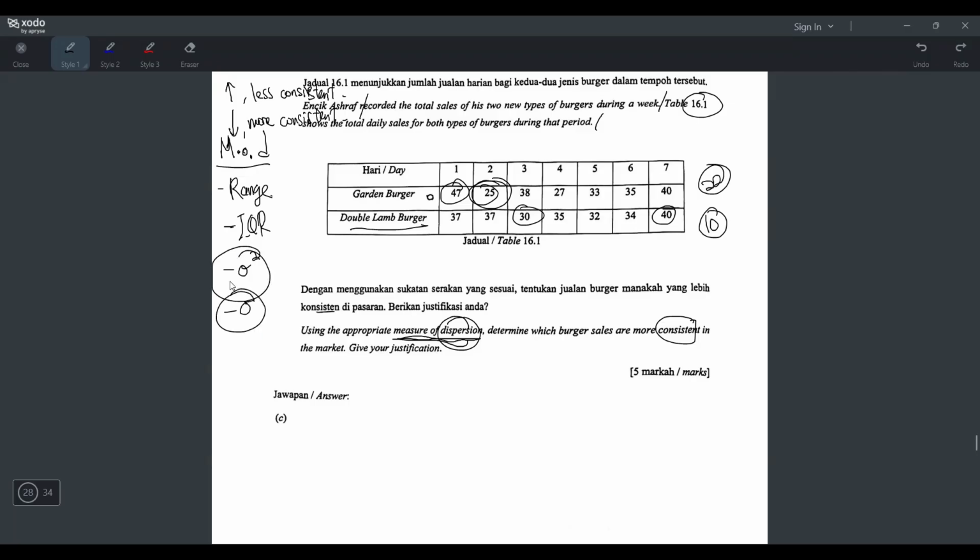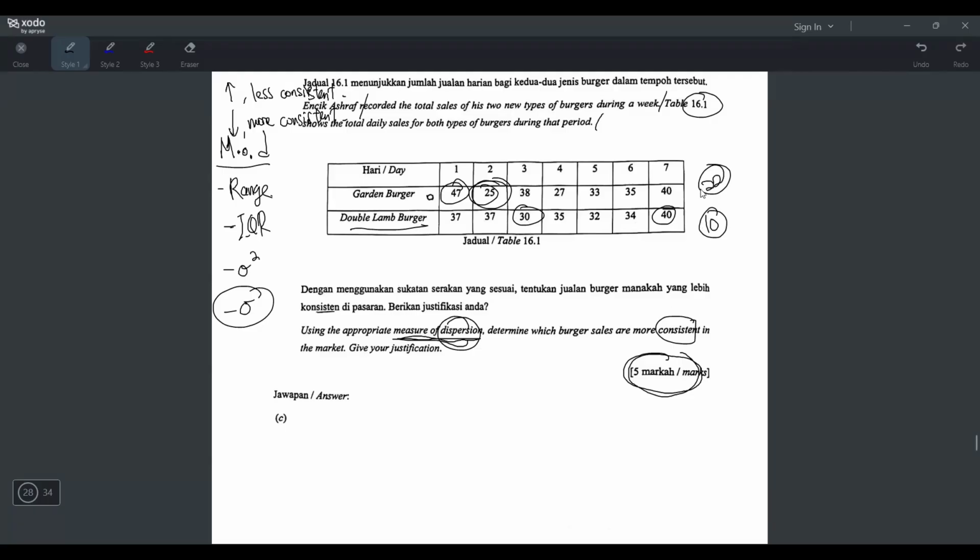And then for variance and standard deviation, you will use it when you want to compare two different data sets. Judging by the marks here, 5 marks for one question, I think what they want me to do is use standard deviation, right? Because if I use range, of course I already know the answer. It's double lamb burger, more consistent. But looking at the marks given here, I don't think you will get full marks if you just do the range.